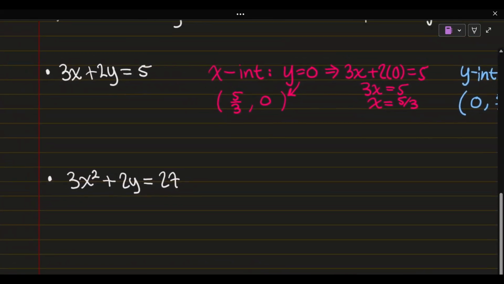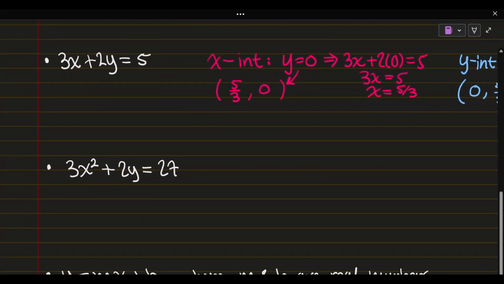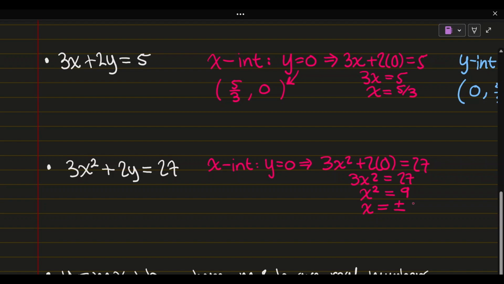Now let's look at the curve 3x squared plus 2y equals 27. If I want to find my x-intercepts, I'm going to set y equal to 0. That means I have 3x squared plus 2 times 0 equals 27. So this tells me that 3x squared equals 27. Dividing both sides by 3, I get x squared is equal to 9. 27 divided by 3 is 9. Taking the square root of both sides, I get that x is equal to plus or minus 3, because the square root of 9 is 3.